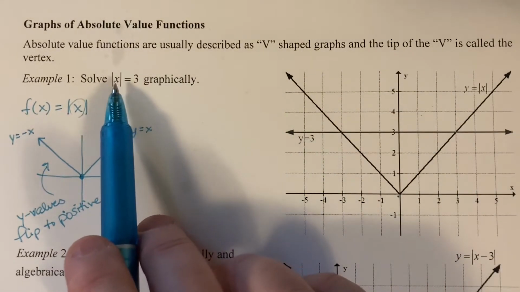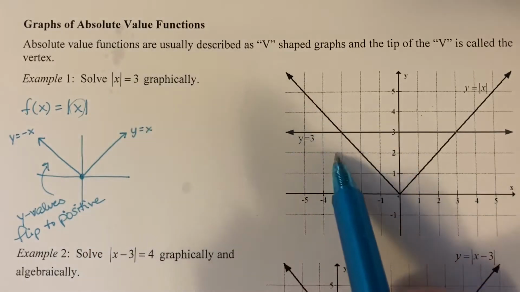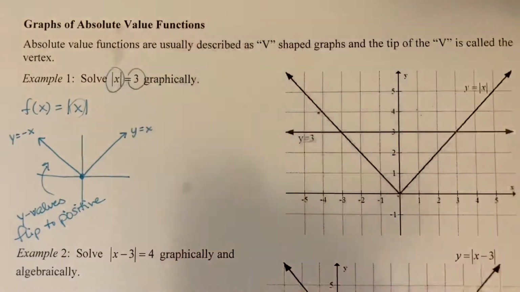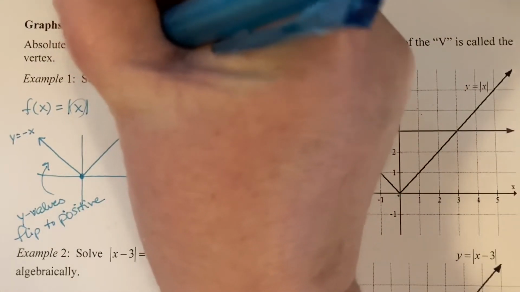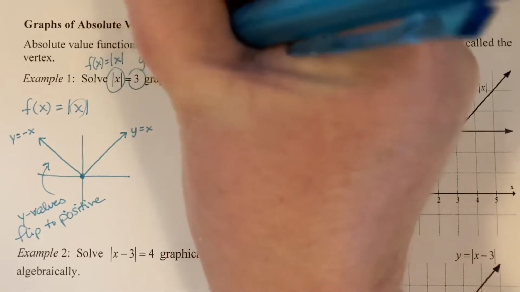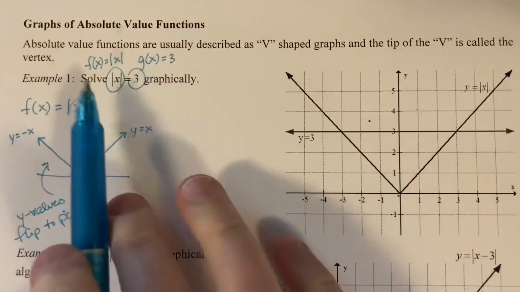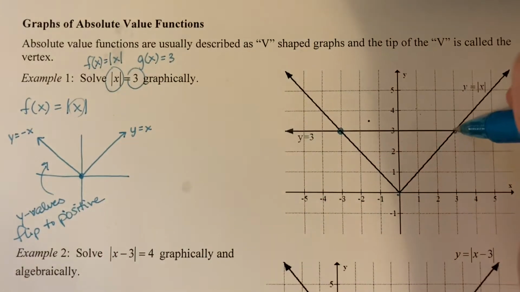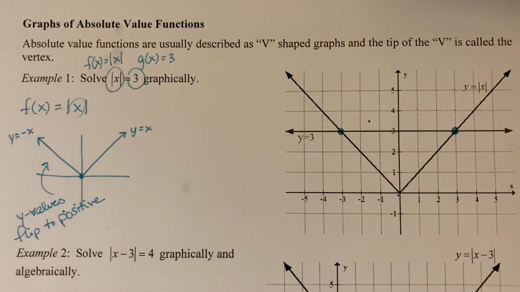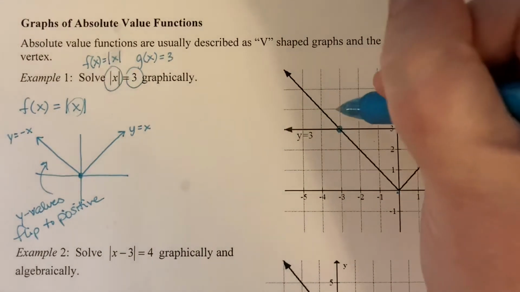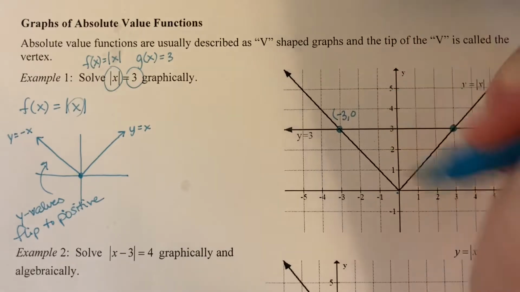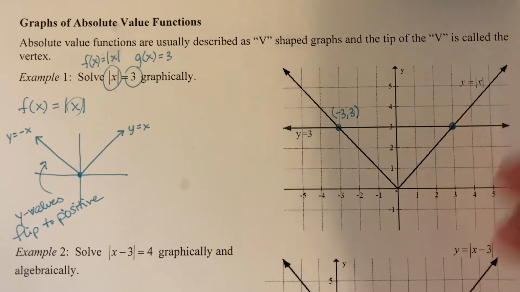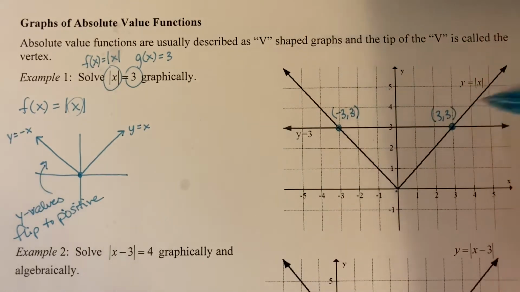But we're solving for where the absolute value of x equals 3. So what is going on here is that we're graphing the two sides separately. So we have f of x equals absolute value of x, and maybe g of x equals 3. There are two separate functions that we're graphing, and we want to know where they're equal. So the intersection points where they're equal are negative 3 comma 3, the y value is 3, and then positive 3 comma 3.